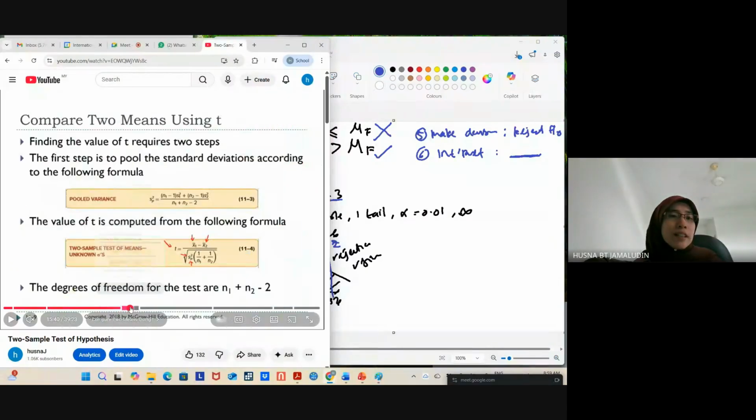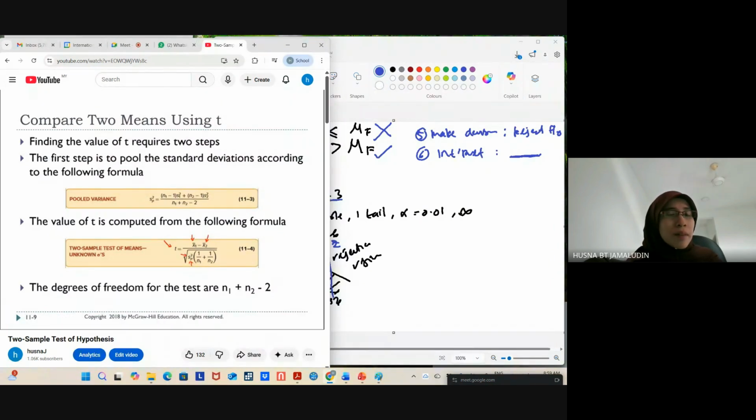Okay, they give you the formula first. If you want to use T, the T formula will actually be more complicated than the formula of Z. You're going to use two formulas.